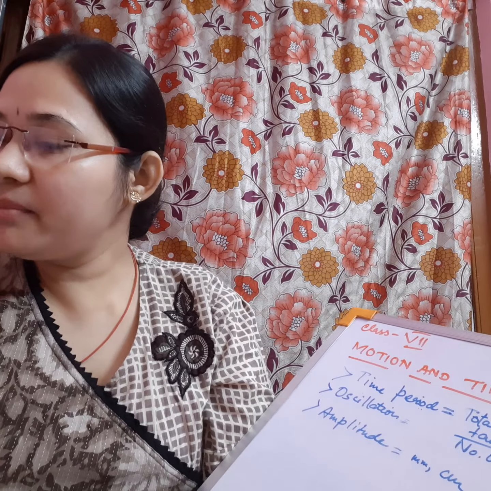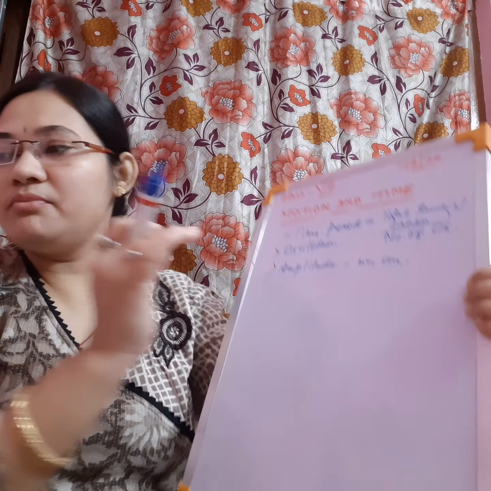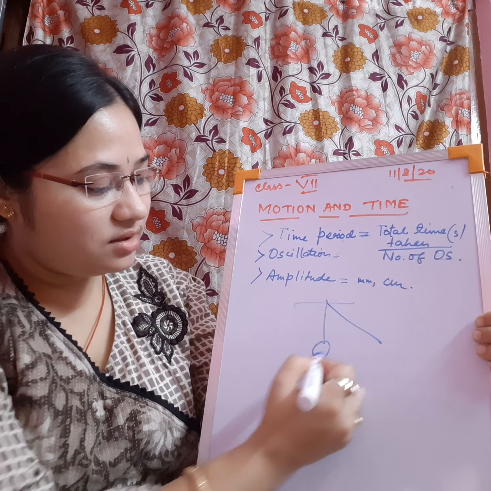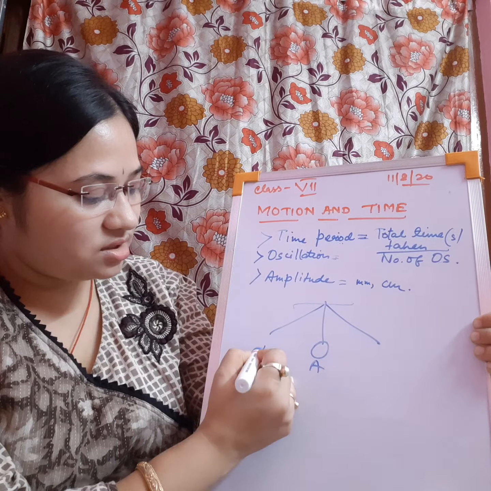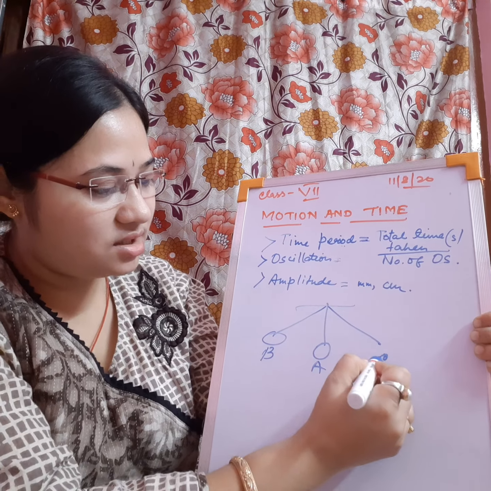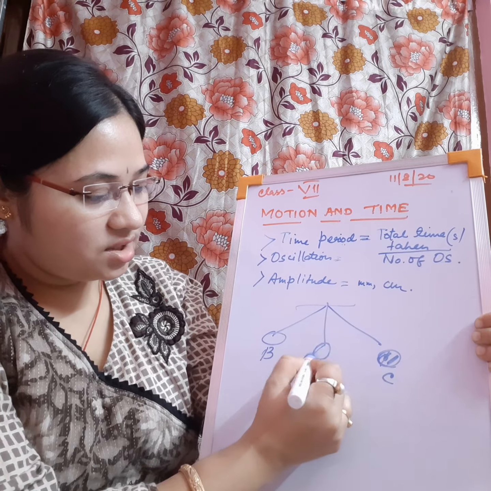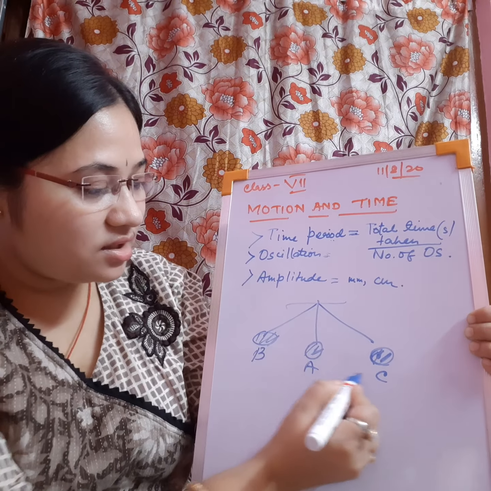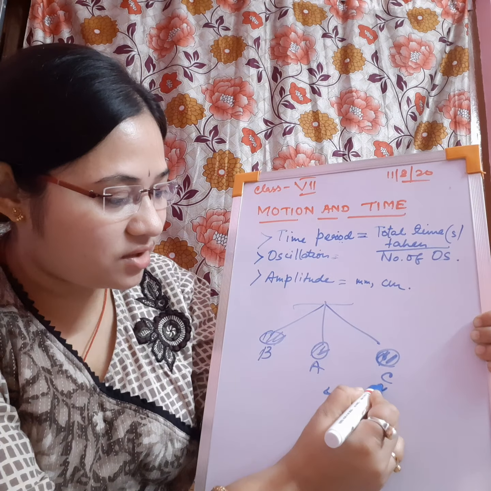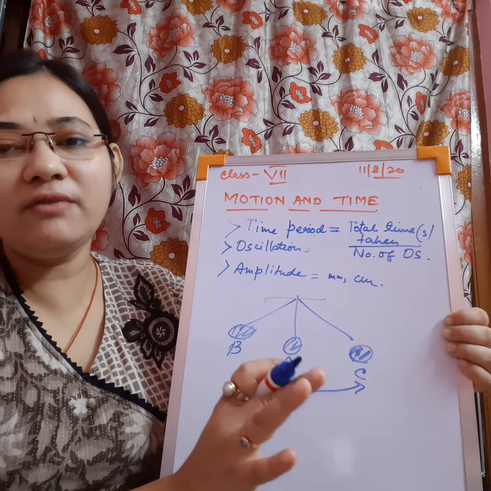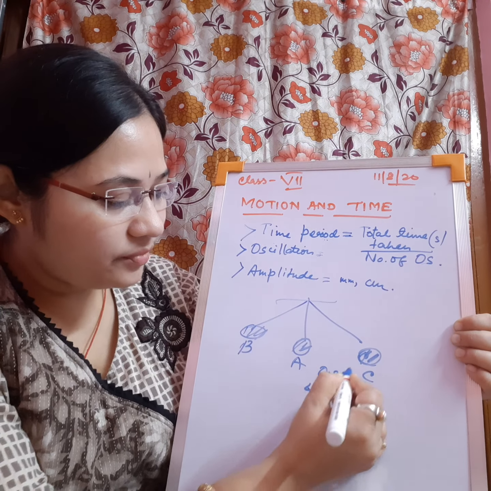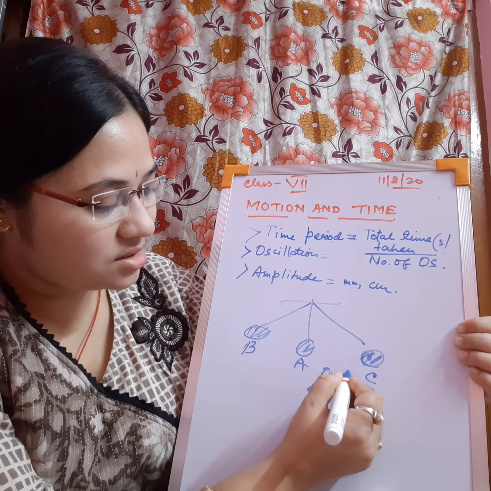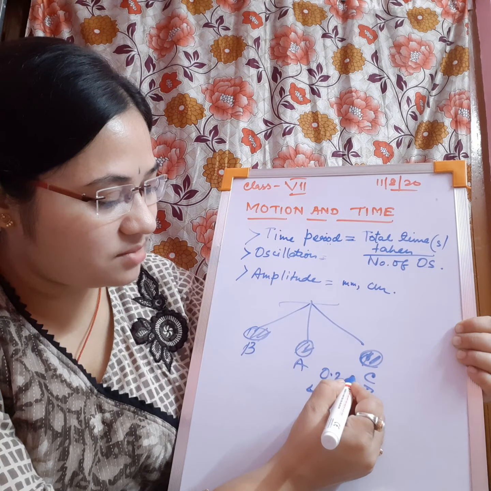Now let us see another example. The movement of a bob from one extreme position to the mean. For example, suppose this is one bob. This is position A, position B and position C. So suppose the movement of the bob is from one extreme position to the mean. It can be of any value. Let it be 0.2.